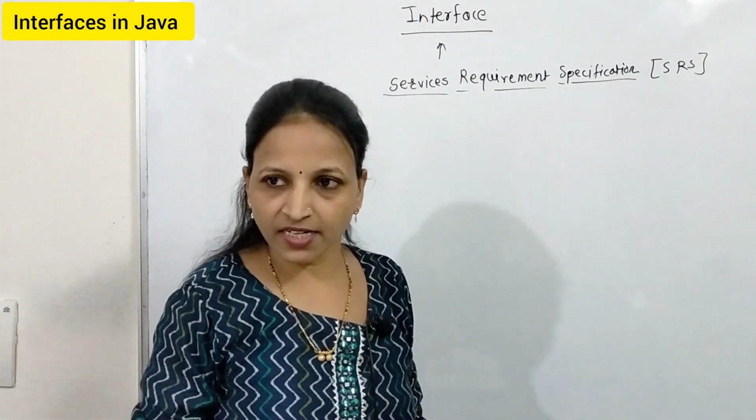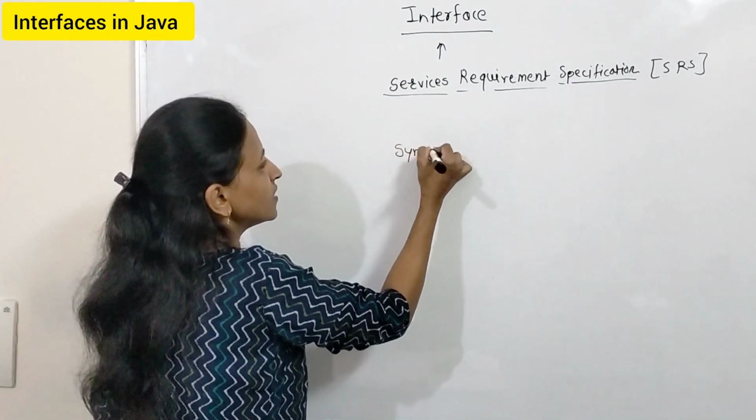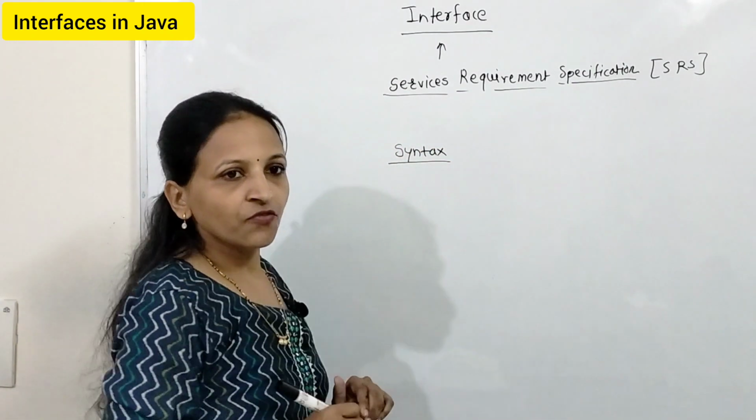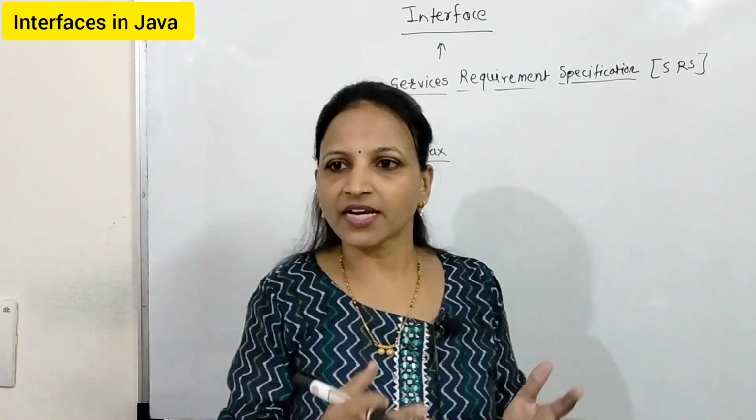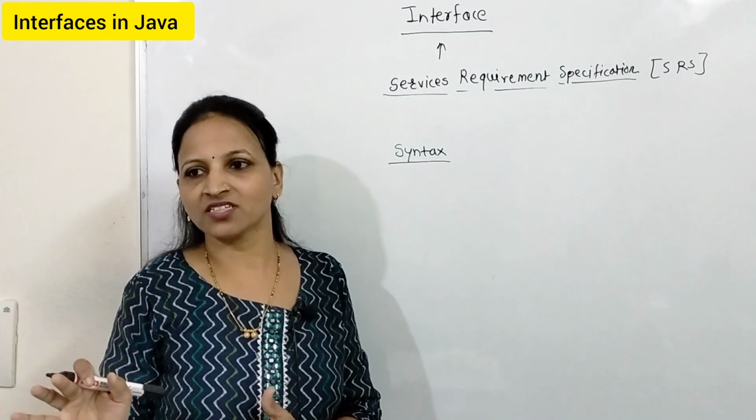Now how to declare an interface? For that there is one syntax, simple. How do we create a class? We write class, then the class name, and inside that we write whatever fields and behavior, data members and methods.